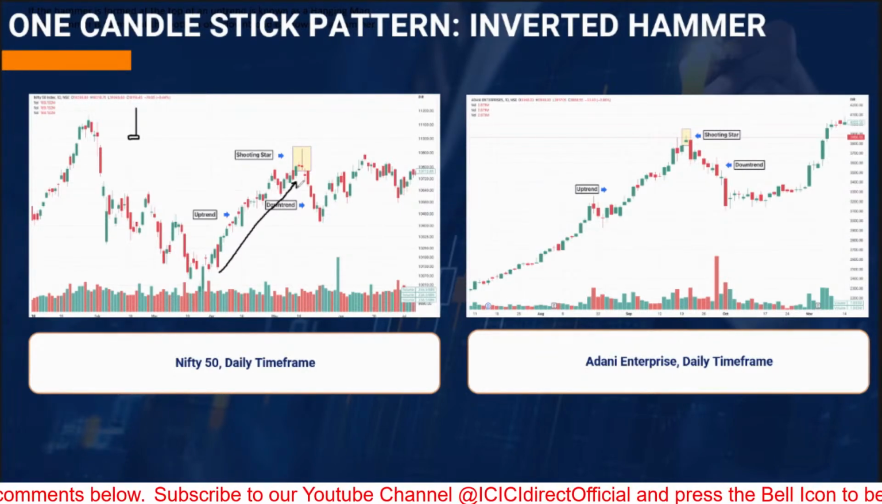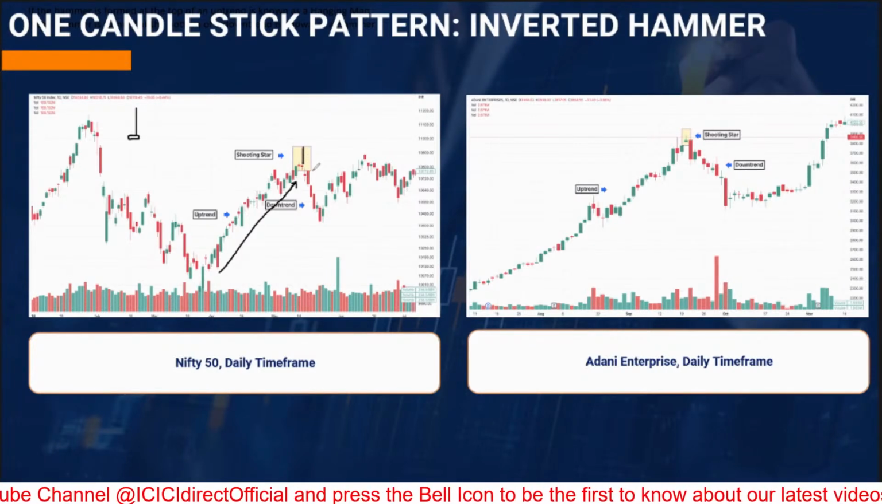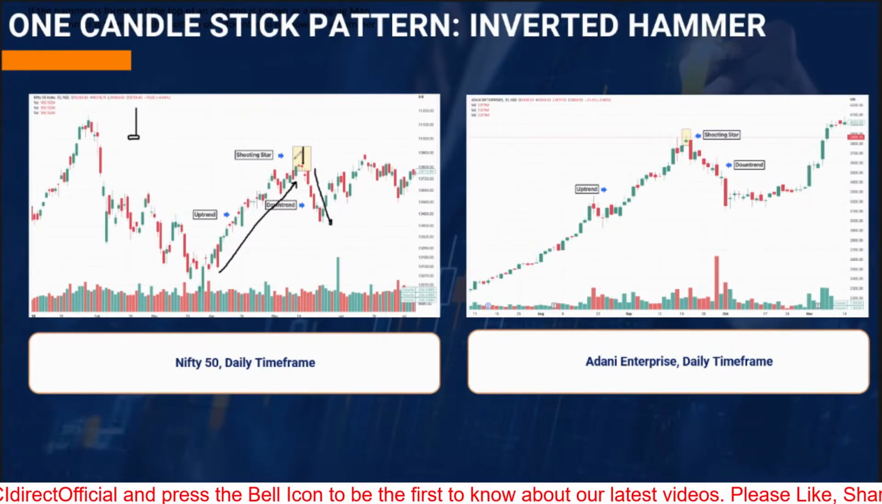If you see, this is Nifty 50. I can't find which year it is, but Nifty is trading at 10,000 something, so probably between 2020 and 2021. There was an uptrend. We had a shooting star which had a larger upper wick, a body, and a smaller lower wick. Once that low was broken, just have a look. There was a free fall again towards 10,400.